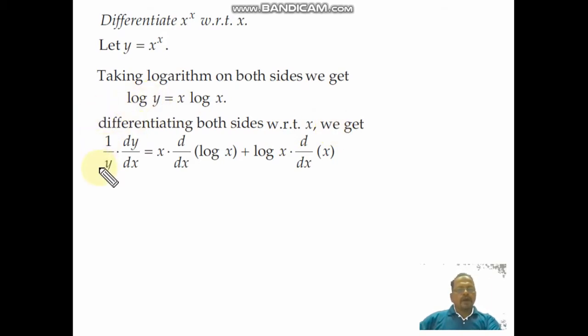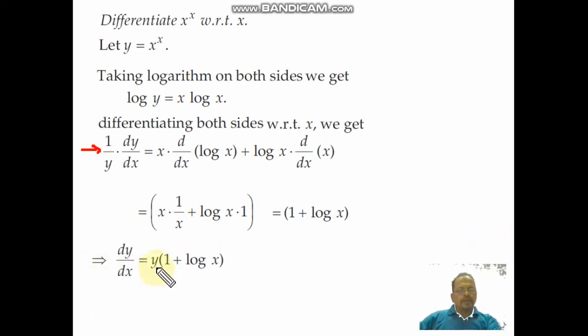The derivative of log y is 1 upon y dy by dx, and for the derivative of x log x, use the product rule. x into the derivative of log x plus log x into the derivative of x. It is equal to x into 1 by x plus log x into 1. Now take this y to the left hand side.